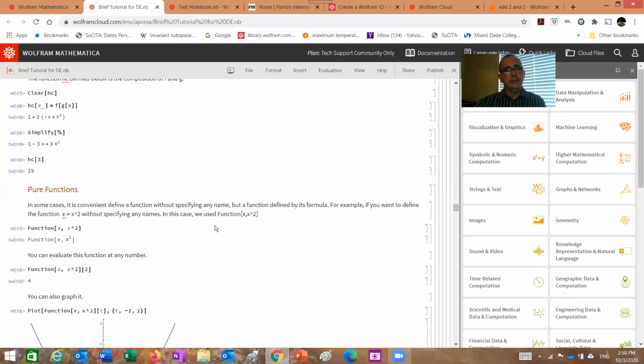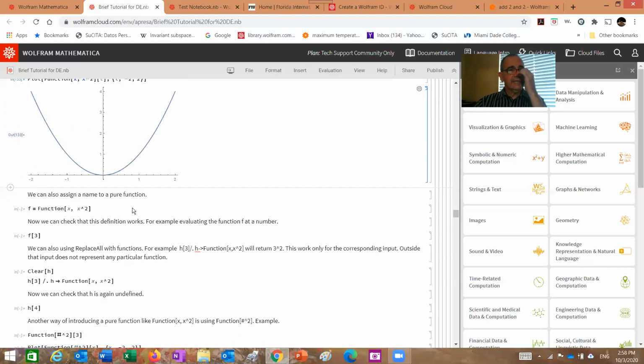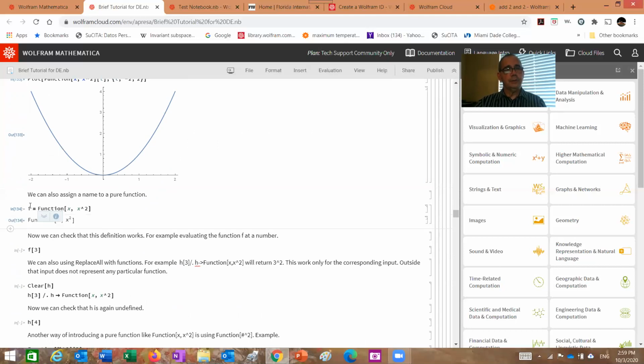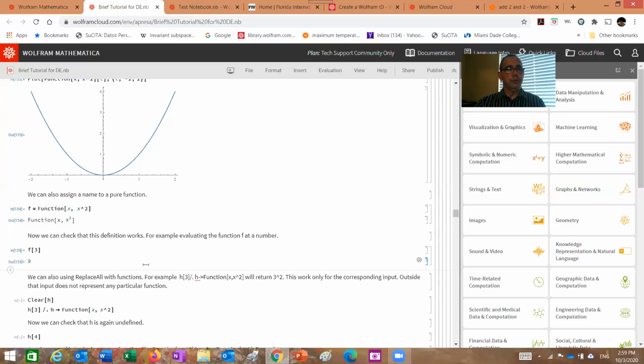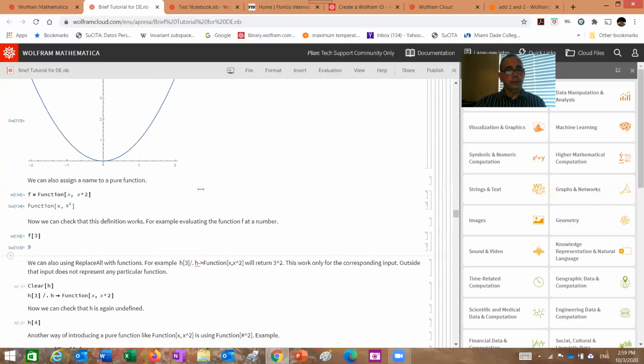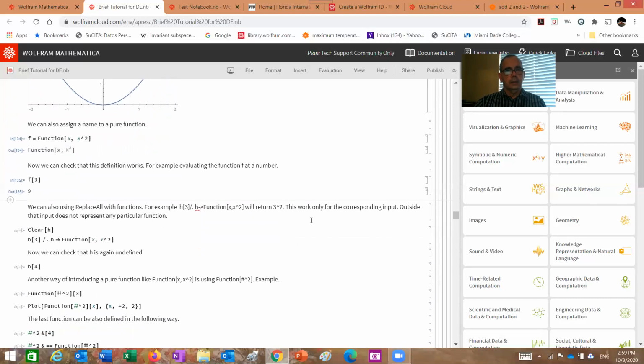Now, in this case, we are saying that f is the function that depends on x, whose formula is x to the second. So when you press enter here, you are assigning that formula to the function f. And therefore now you can find values of f at any number just by using the function notation. Now, we can use replace all with functions. We are going to see a little bit more about rules later, but this is what we call a rule.